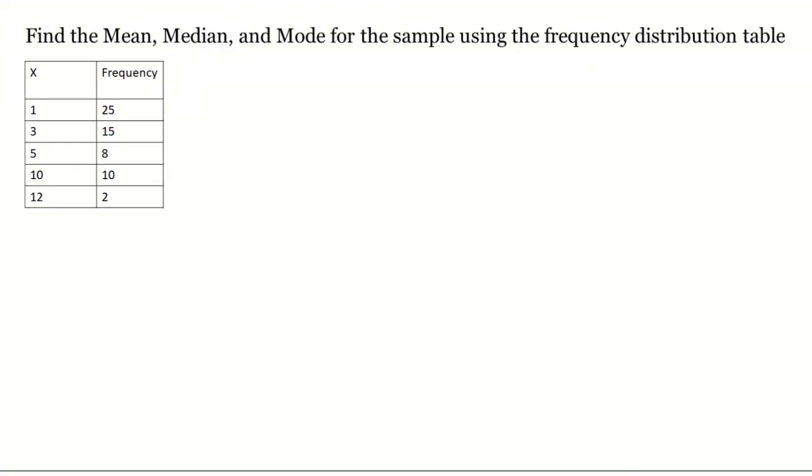Okay, and then for the last item, we're going to look at mode. And when you have a frequency table, the mode is super easy. We're just going to look at this row of frequencies and look at which one is the largest. And we can see the largest is at 25. So that tells me that my mode is going to equal 1. And that's it. That's how you solve for the mean, median, and mode for a sample using the frequency distribution table.